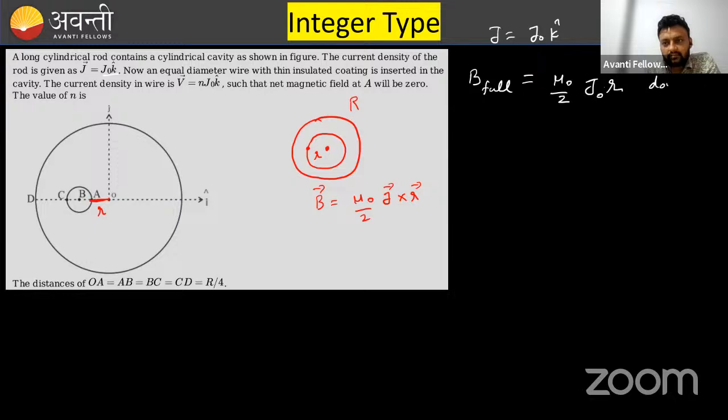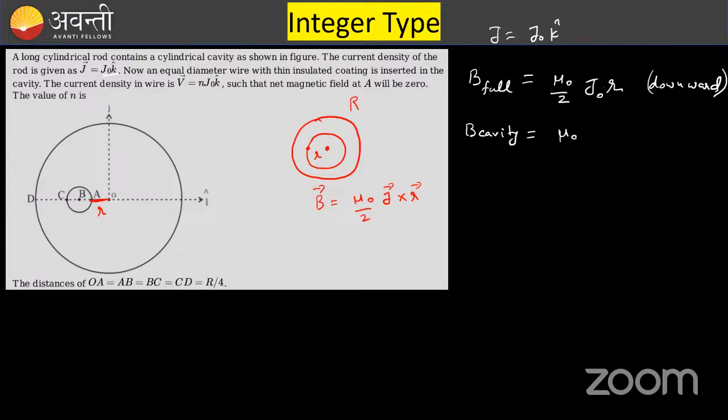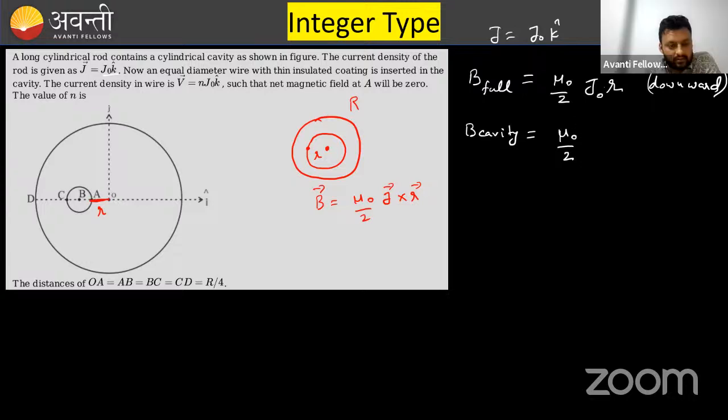Did everyone check whether it is coming downward? This magnetic field is coming downward. Now for the cavity part, field due to cavity. Again, one formula, it is mu naught by 2. Sir, please explain this direction once more.